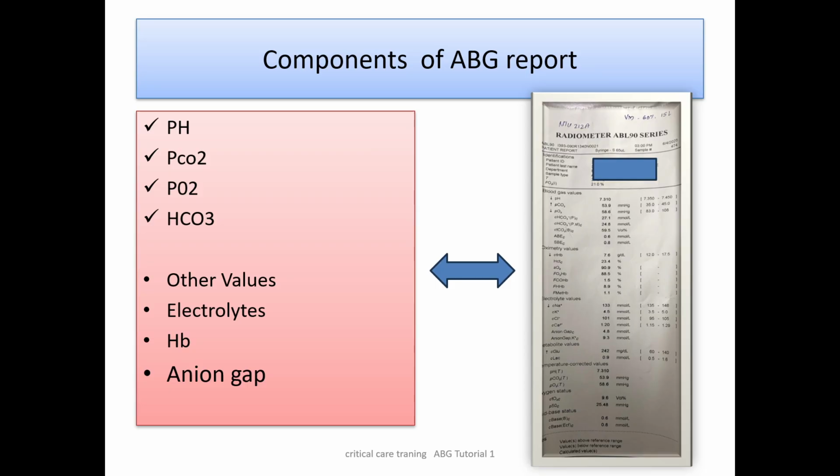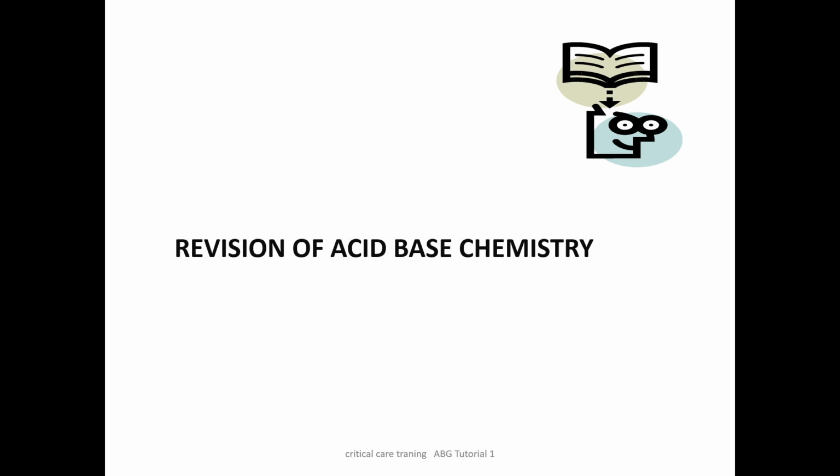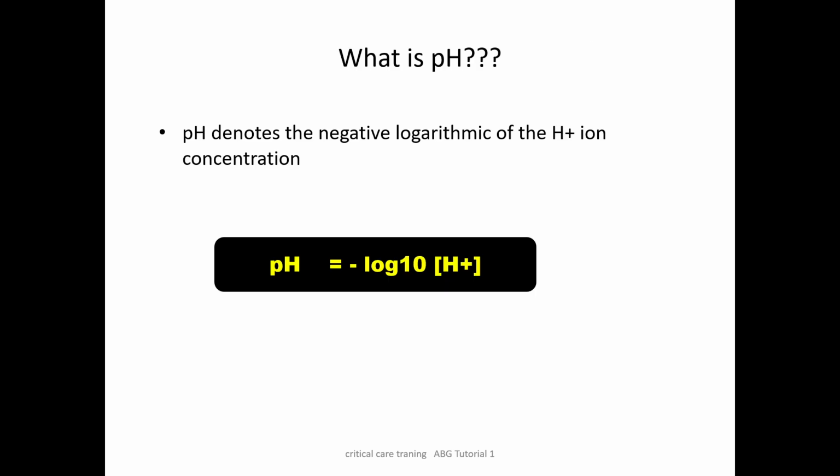So let's understand this basic acid-base chemistry. What is pH? pH is the negative log of hydrogen ion concentration. So what does it mean? Whenever the H plus increases, so the hydrogen ion increases, the pH drops, and when the pH drops, there is acidemia. If the H plus on the contrary decreases, the pH increases, that is alkalemia.